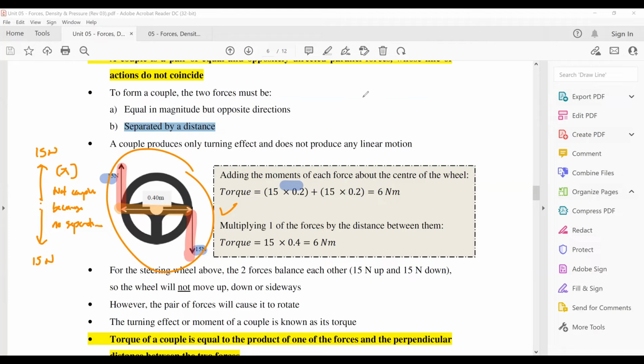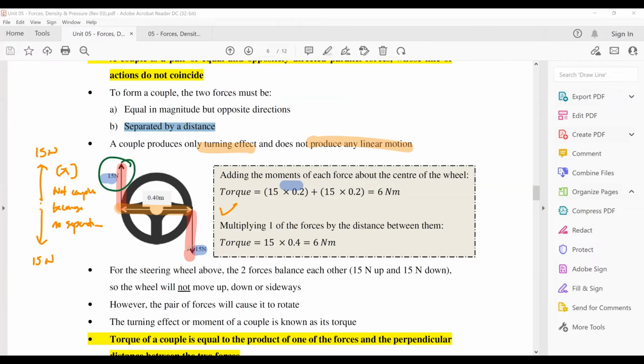This one is not. Now, a couple will tend to produce only a turning effect and won't produce any linear motion. If you just consider the forces linearly, in the linear direction, you have 15 Newton acting outwards.